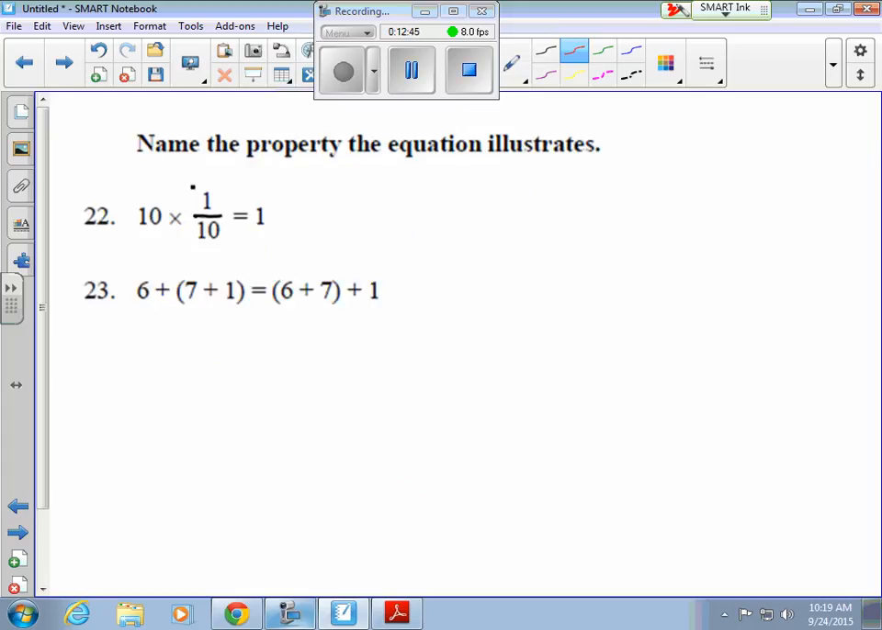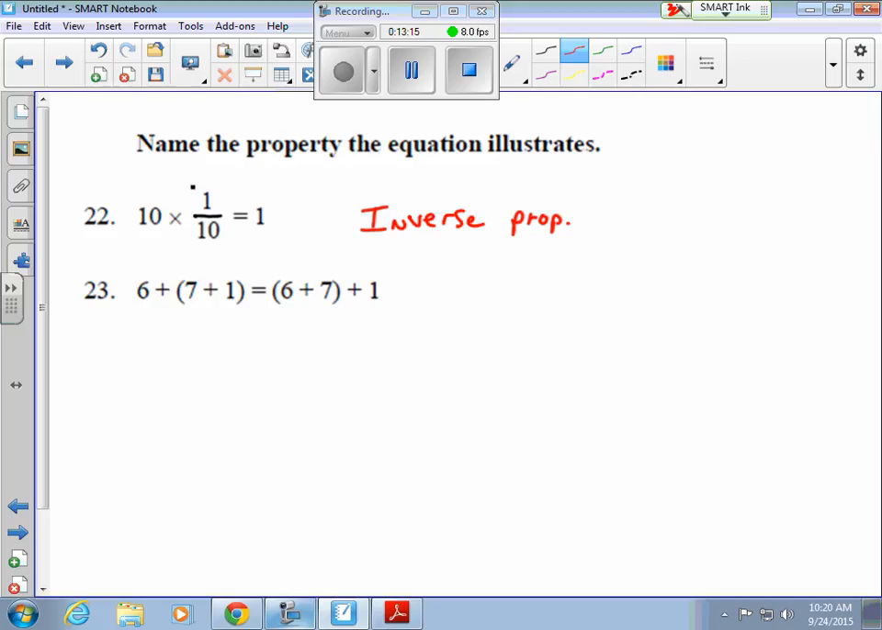Name these two properties. 10 times 1 over 10 is equal to 1. This is the inverse property. The inverse property. Multiplying something by the reciprocal is the same thing as dividing. That's how you undo that.